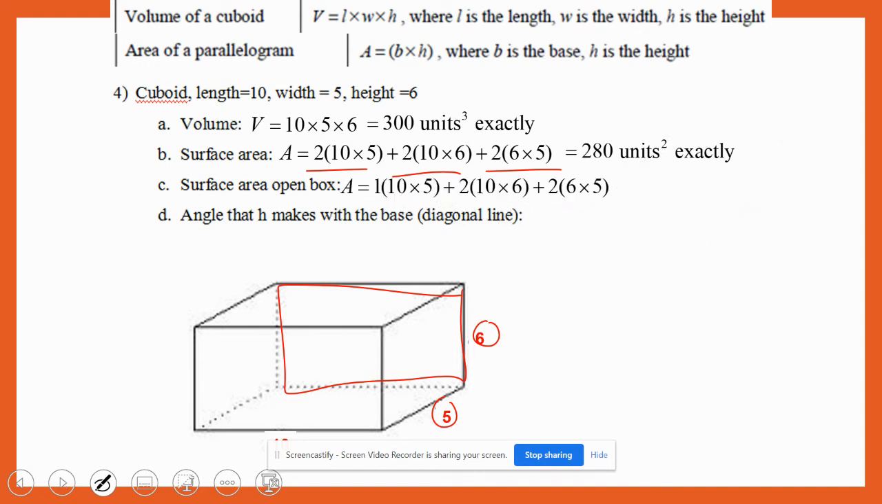And then an open box, the only difference between an open box and a closed box is we're not including one of these rectangles. Again, we're talking about surface area. Surface area changes, depends on when it's open or closed. Volume does not.